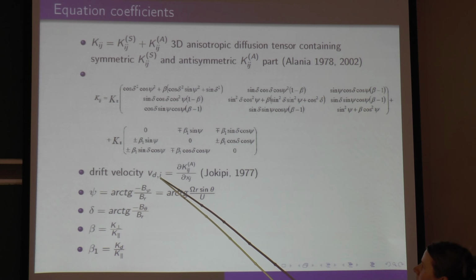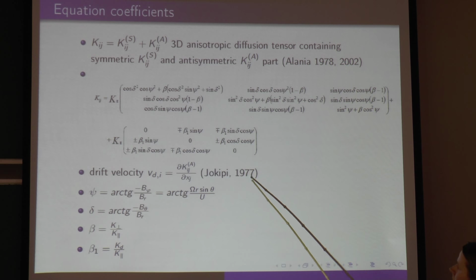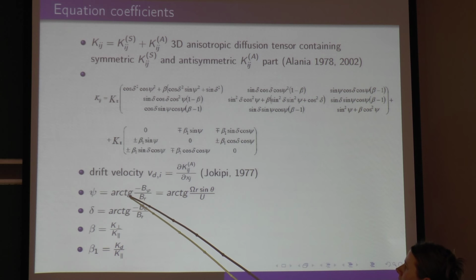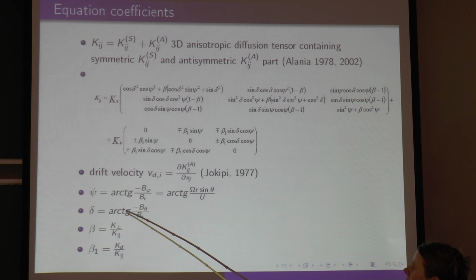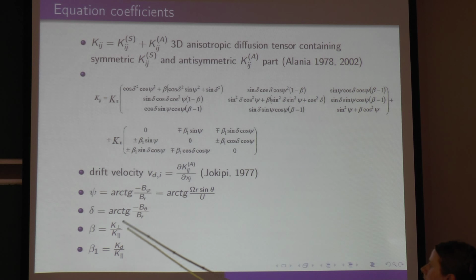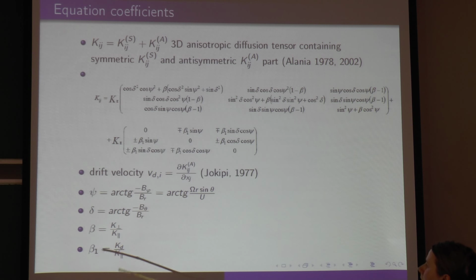And drift velocity is taken from this old paper. And C is the angle between the magnetic field line and the radial direction in the equatorial plane. Delta is the angle between the magnetic field line and the radial direction in the meridional plane. And beta is the ratio of perpendicular to parallel diffusion coefficient, and beta 1 is the ratio of drift diffusion coefficient to parallel diffusion coefficient.